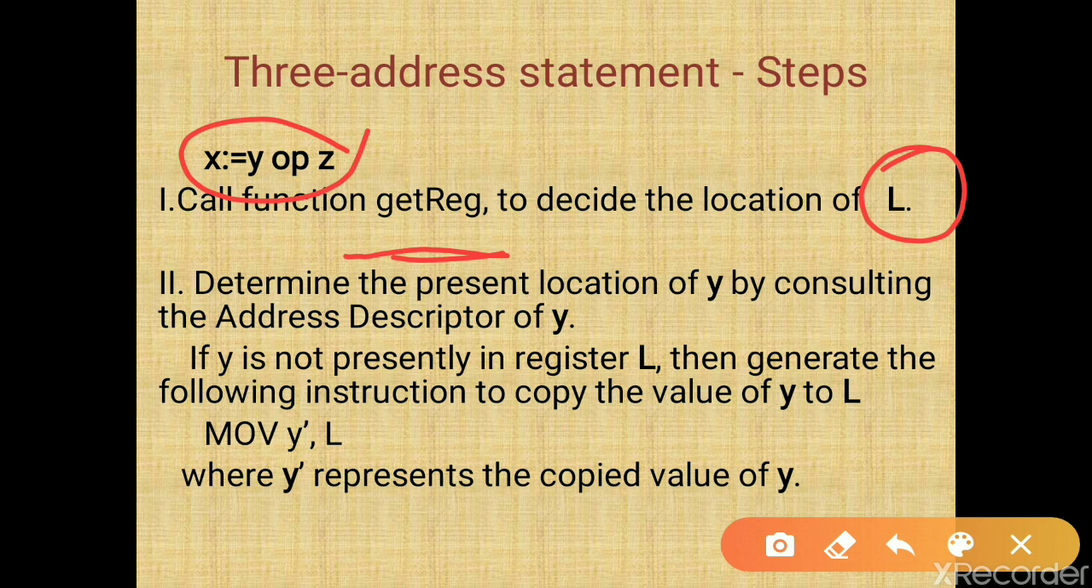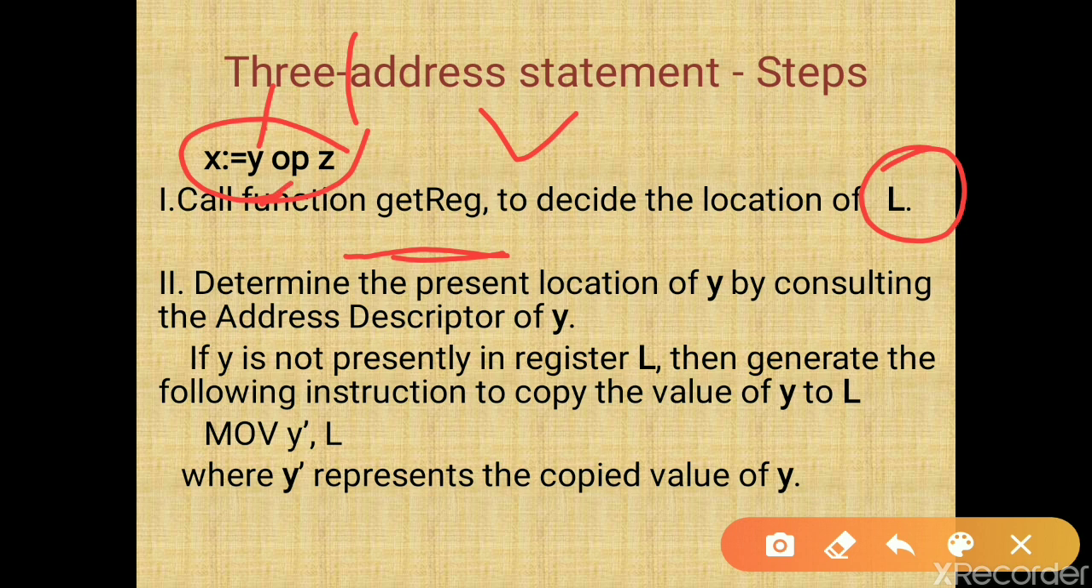For that, in order to specify that, we are calling the getReg function. So what is the next one? This is the first step. As the next step, determine which are the operands here, Y and Z. Next, I will call the getReg function to find the location of L.